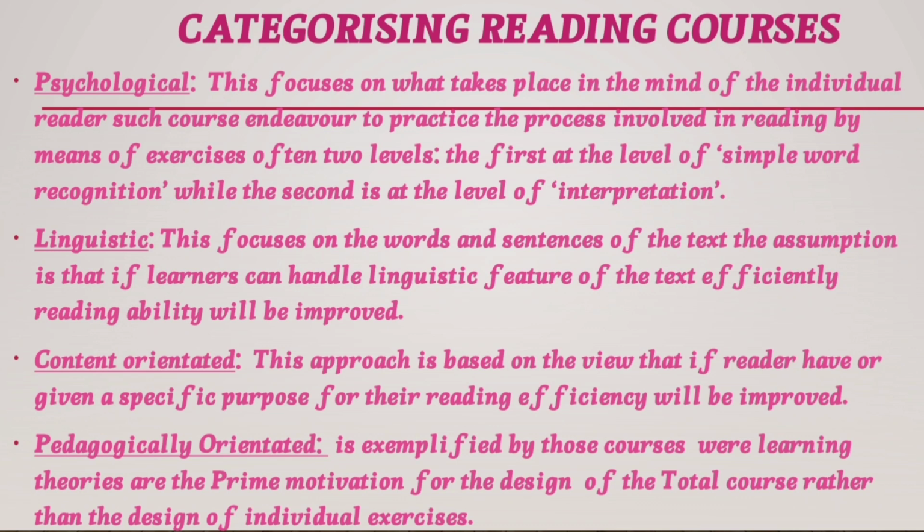Now the next one is categorizing reading courses. Here 4 main approaches have been identified: psychological, linguistic, content-oriented and pedagogically oriented. Psychological. This focuses on what takes place in the mind of the individual reader. The next one is linguistic. This focuses on the words and sentences of the text. The assumption is that if learners can handle linguistic features of the text efficiently, reading ability will be improved.